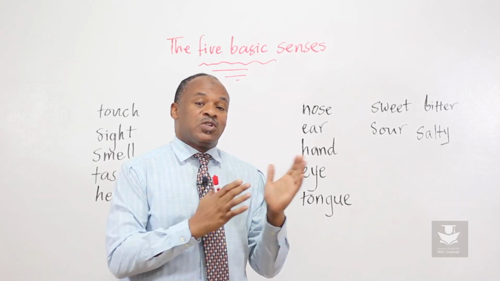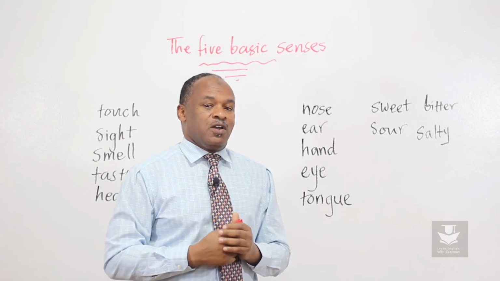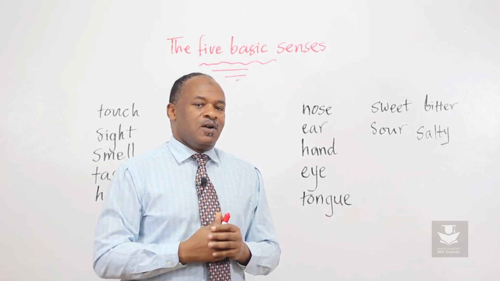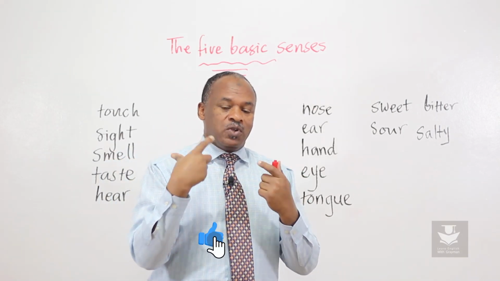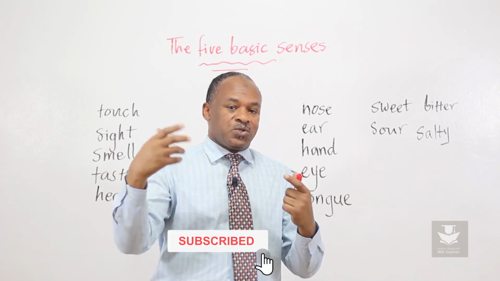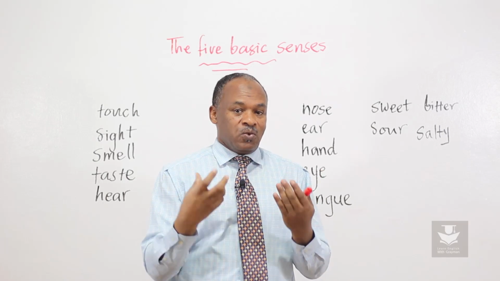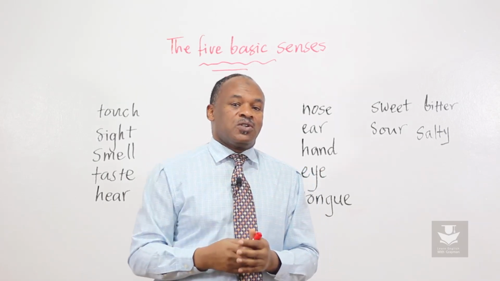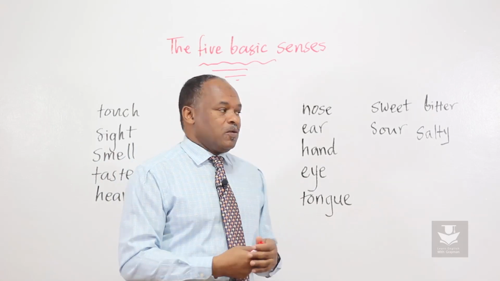Now, let's look at these five basic senses. What are they? So what's a sense? A sense, like we have our eyes. So without eyes we cannot see. We cannot understand the outside world. We cannot see it. We cannot perceive it. So we need these senses in order to be able to understand, to live, to survive.